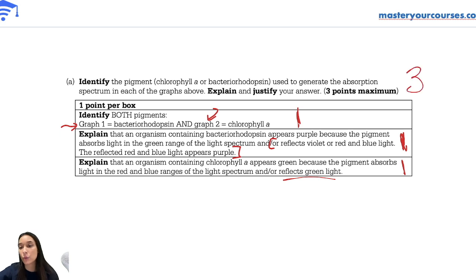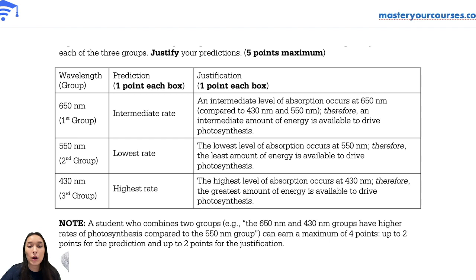So this would have gave us 3 out of 3 for something quite simple. So not a lot of explanation. All you really had to say, for example, is chlorophyll A appears green because it reflects green light, low absorption of green on graph 2. Okay. Now for part B, this is how they wanted to do it.